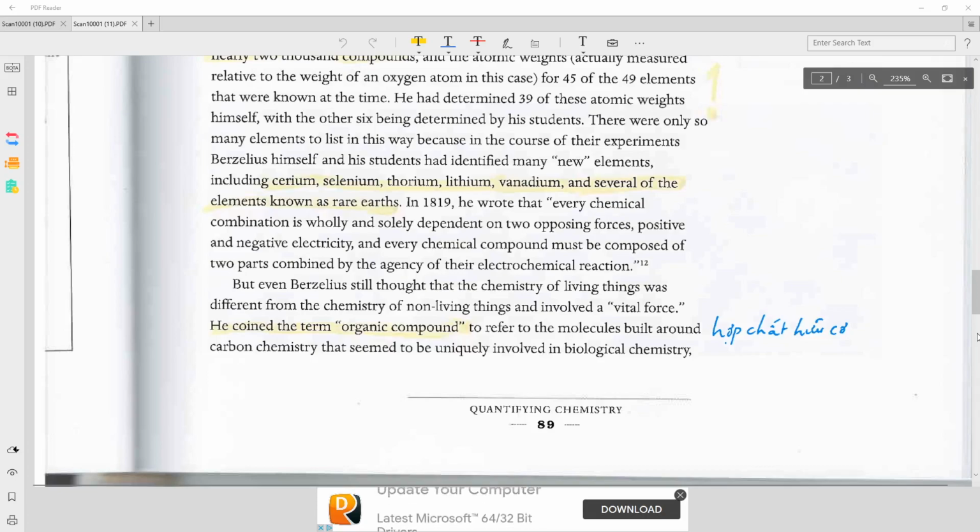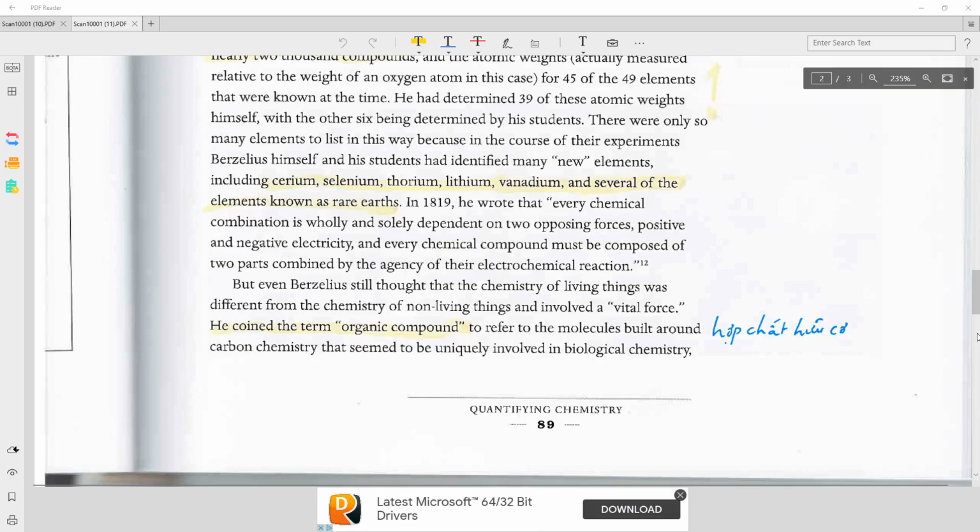There were only so many elements to list in this way because, in the course of their experiments, Berzelius himself and his students had identified many new elements, including cerium, selenium, thorium, lithium, vanadium, and several of the elements known as rare earths. In 1819, he wrote that, quote, "Every chemical combination is wholly and solely dependent on 2 opposing forces, positive and negative electricity, and every chemical compound must be composed of 2 parts combined by the agency of their electrochemical reaction," unquote.